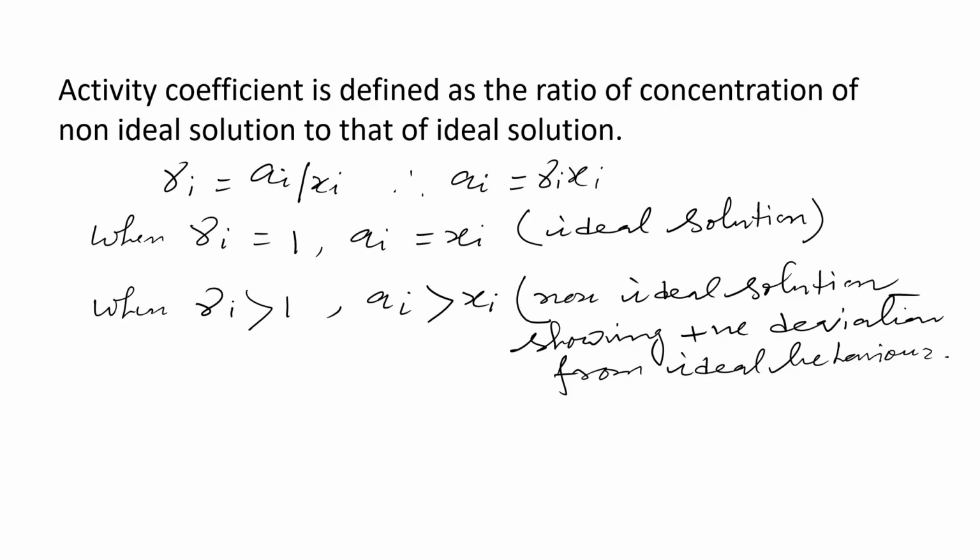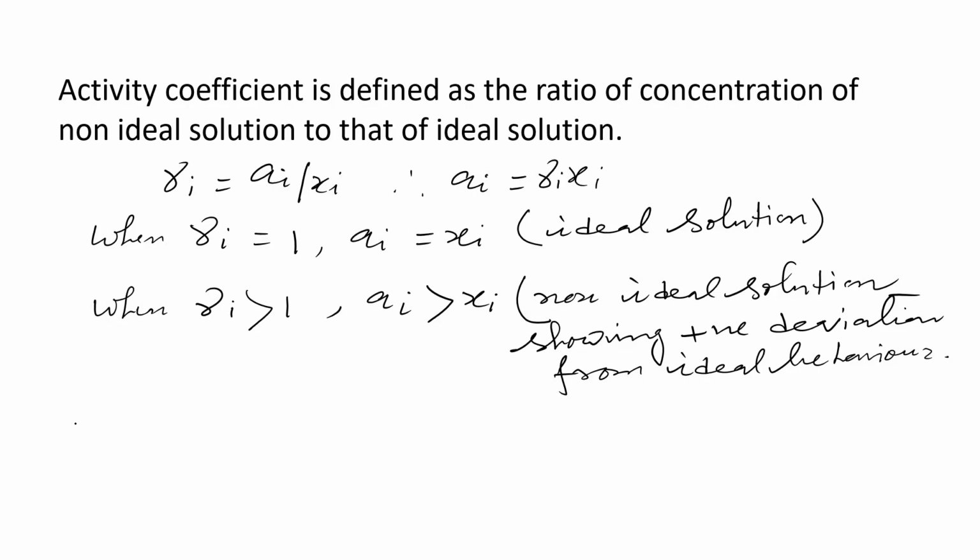solute-solute. As these interactions are weaker, they have more escaping tendency. That means components have more escaping tendency. More number of component goes to the vapor phase, so partial vapor pressure of the component increases. So it appears as if the solution has more concentration, so more amount goes to the vapor phase and it gives more partial vapor pressure. That means the effective concentration appears greater than that of the actual concentration.